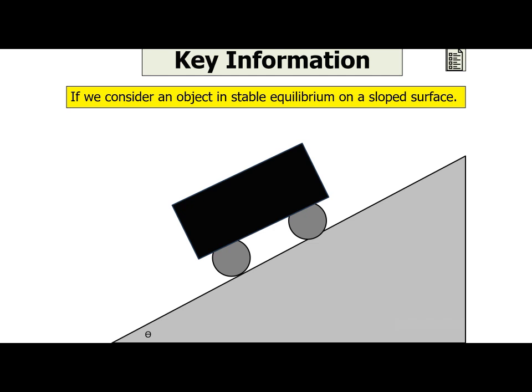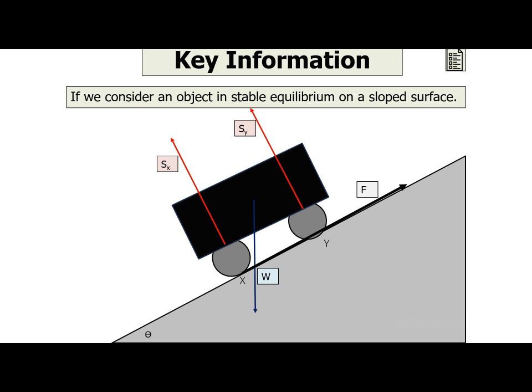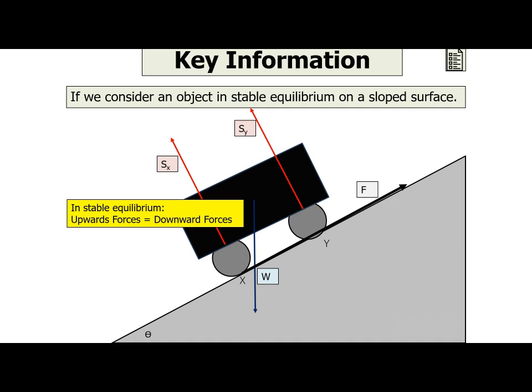Now if we consider an object in stable equilibrium on a sloped surface, we can consider the following forces acting on the object. We have our normal contact forces Sx and Sy, the two wheels. We have our weight acting from our centre of mass, and we also have our frictional force acting against the motion. Now we know that in a stable equilibrium, the upward forces must equal the downward forces. So in this case, it will be the two contact forces, Sx and Sy, added together, and that will equal W cos theta, which is going to be the vertical component of the weight in this particular situation.